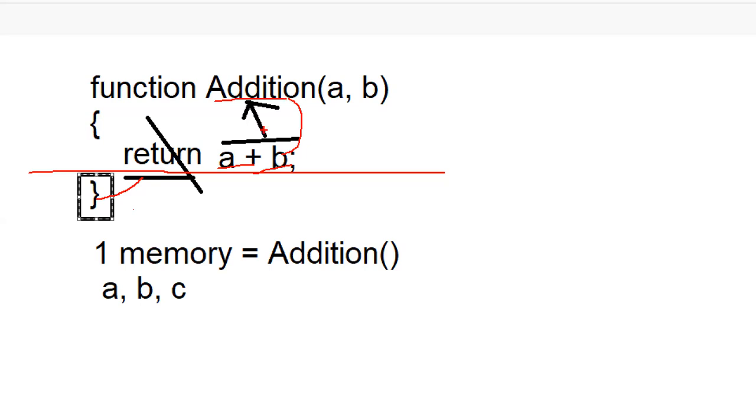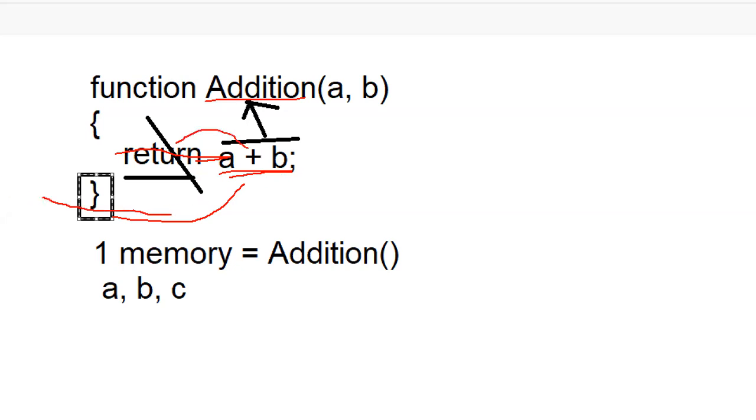If I don't use this return keyword, then after doing a plus b, it will go to this location. Then whatever memory was allocated is deleted. Then where to store the a plus b result? To store it, we need to allocate another memory, like C. In that C memory we have to store the result, because this memory is deleted. By using the word return, we terminate.